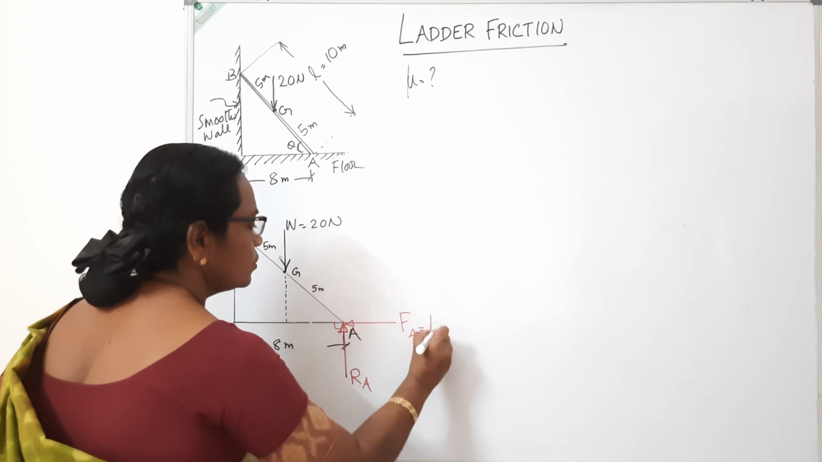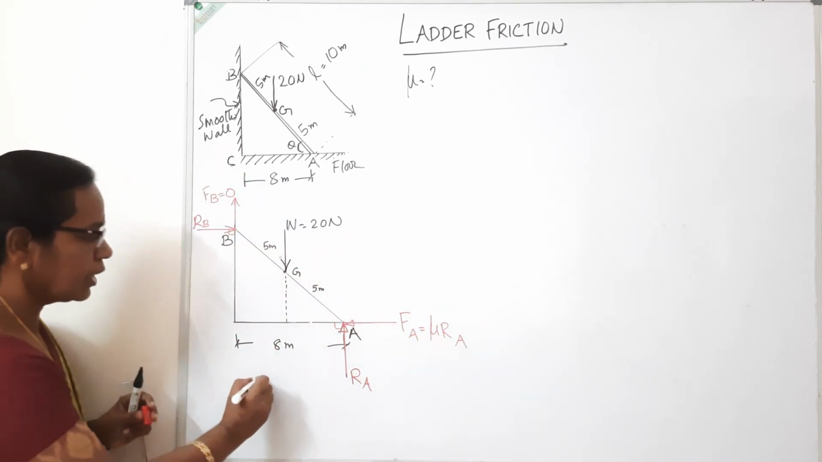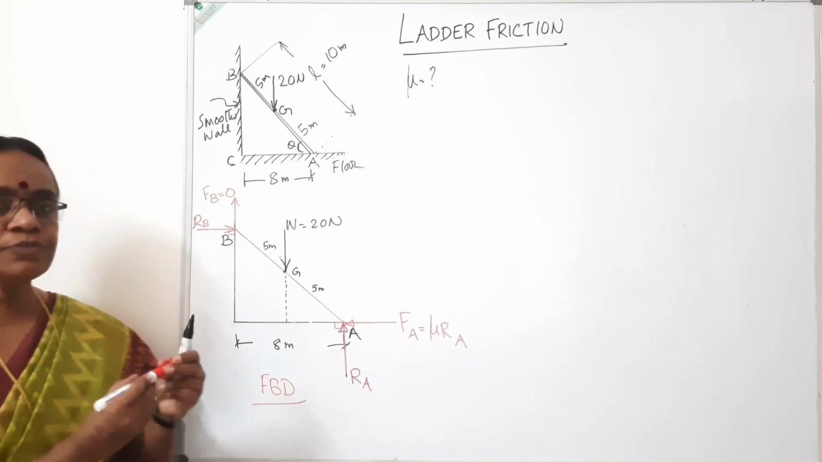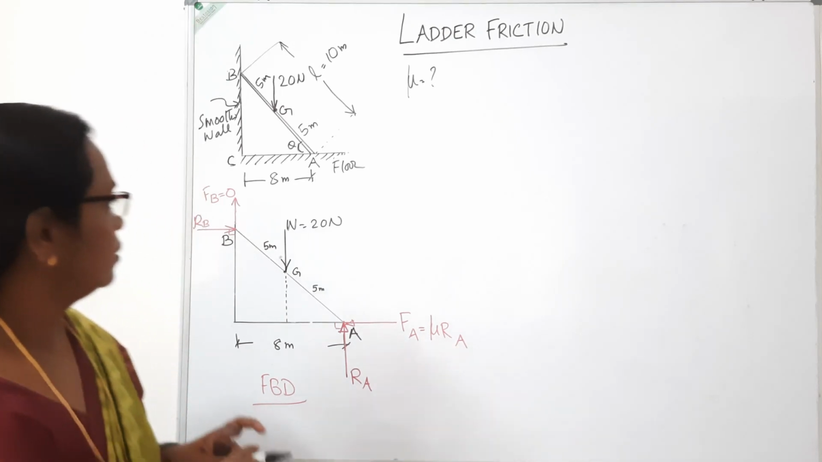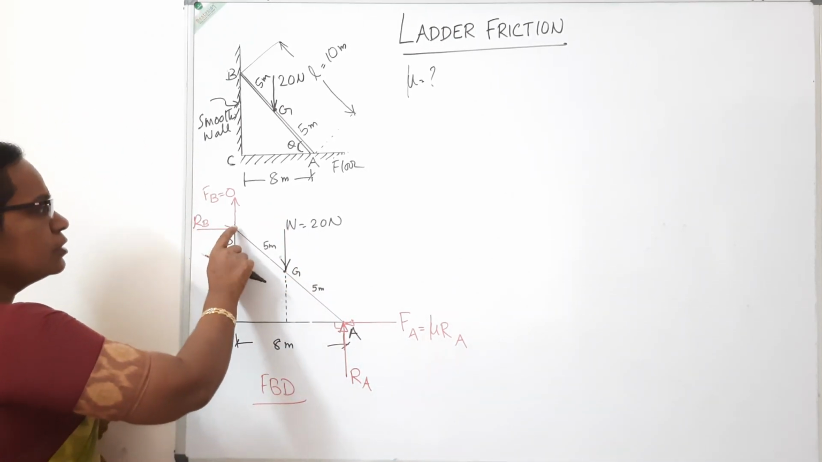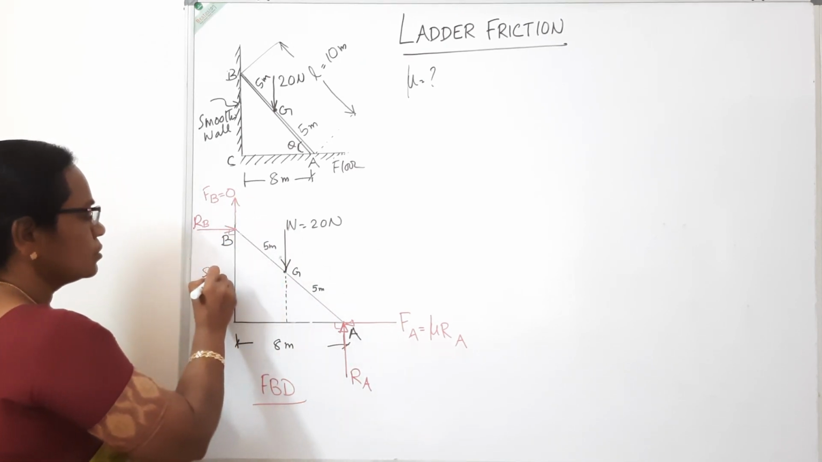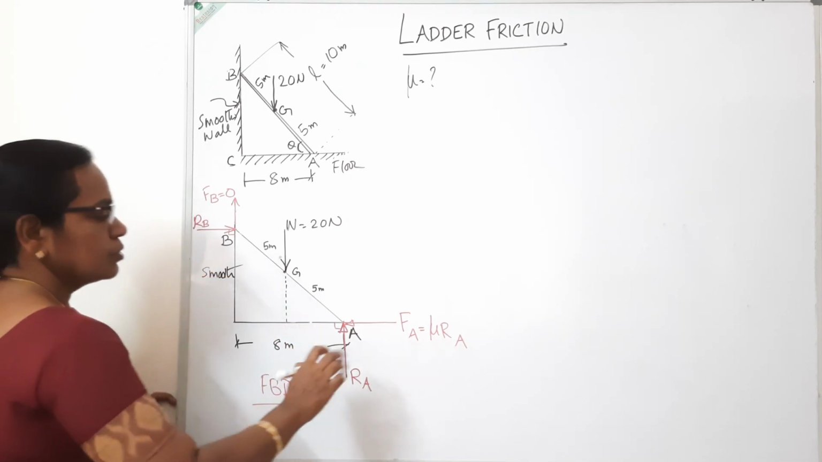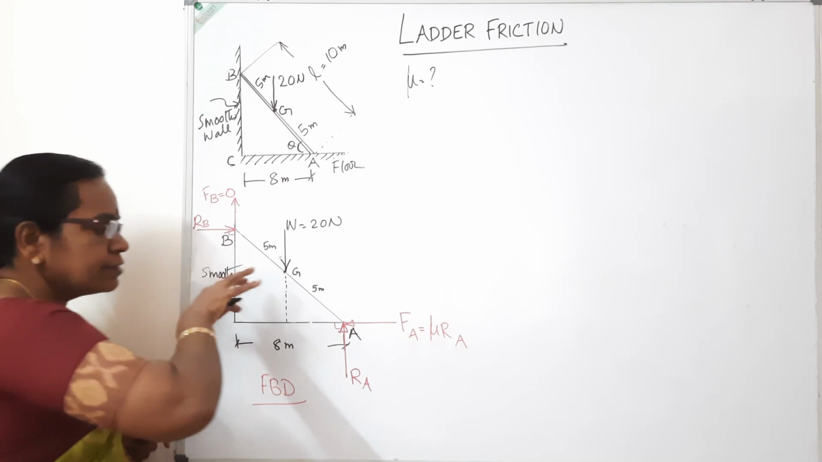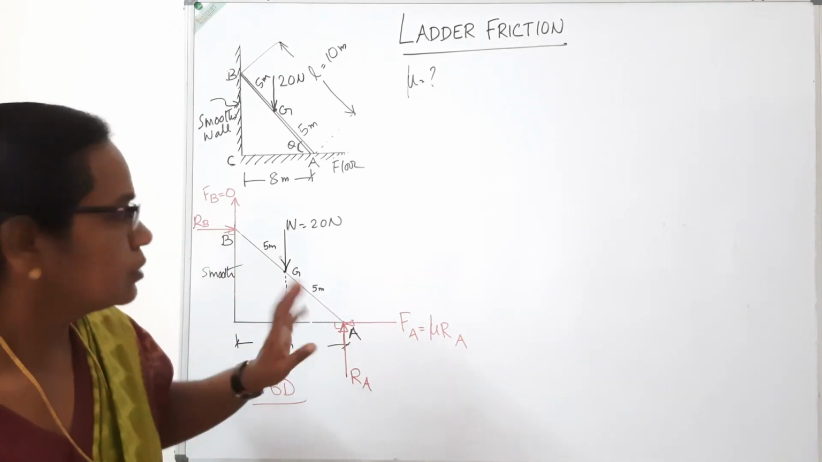FA is equal to mu RA. So that's all. This is the free body diagram. The free body diagram of the ladder is very simple. Mark the self weight, the normal reaction, here the normal reaction, the frictional force, here it is 0, the wall being smooth. This is the frictional force opposite to the motion. The ladder slips and it goes towards right, so the frictional force is mu RA. All these we have marked.